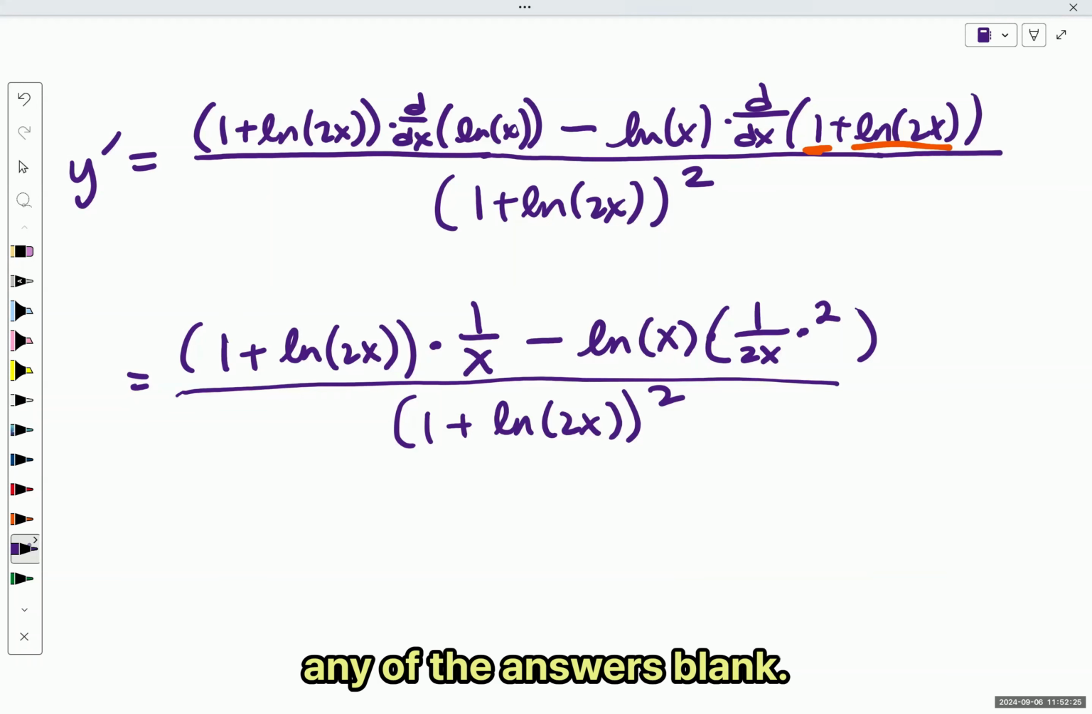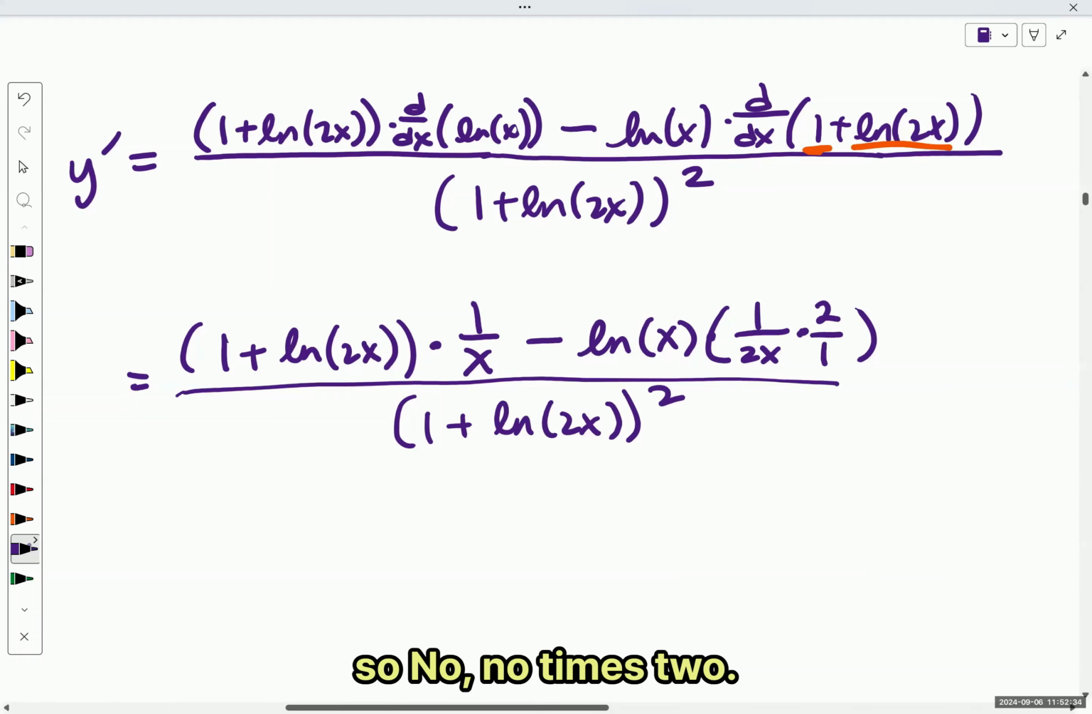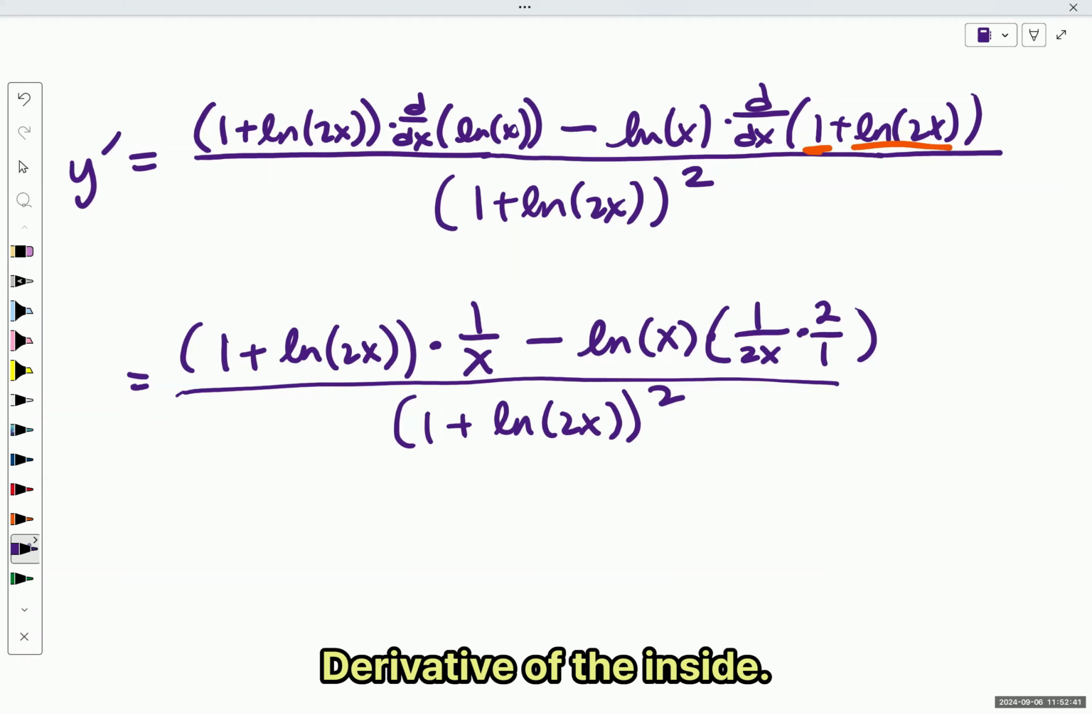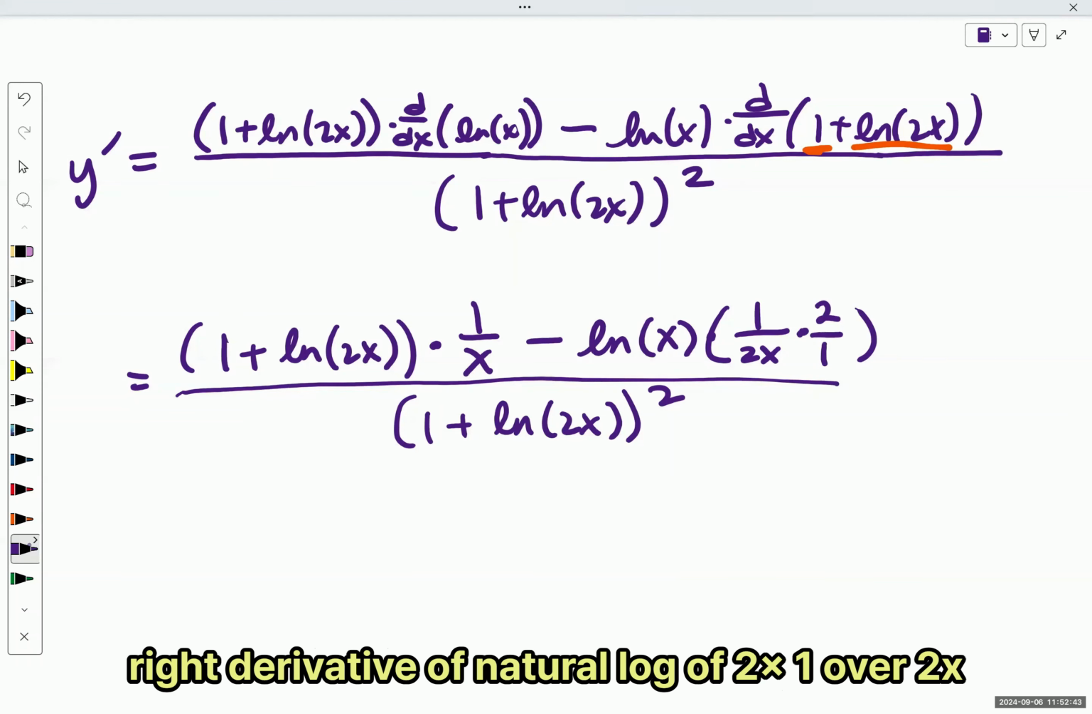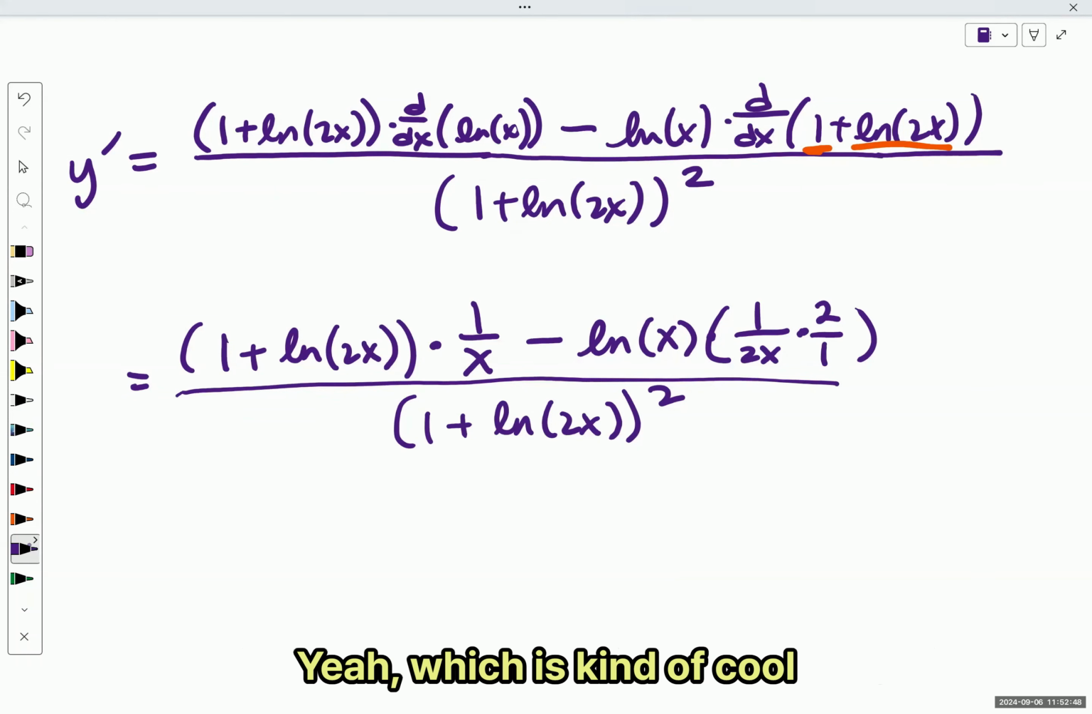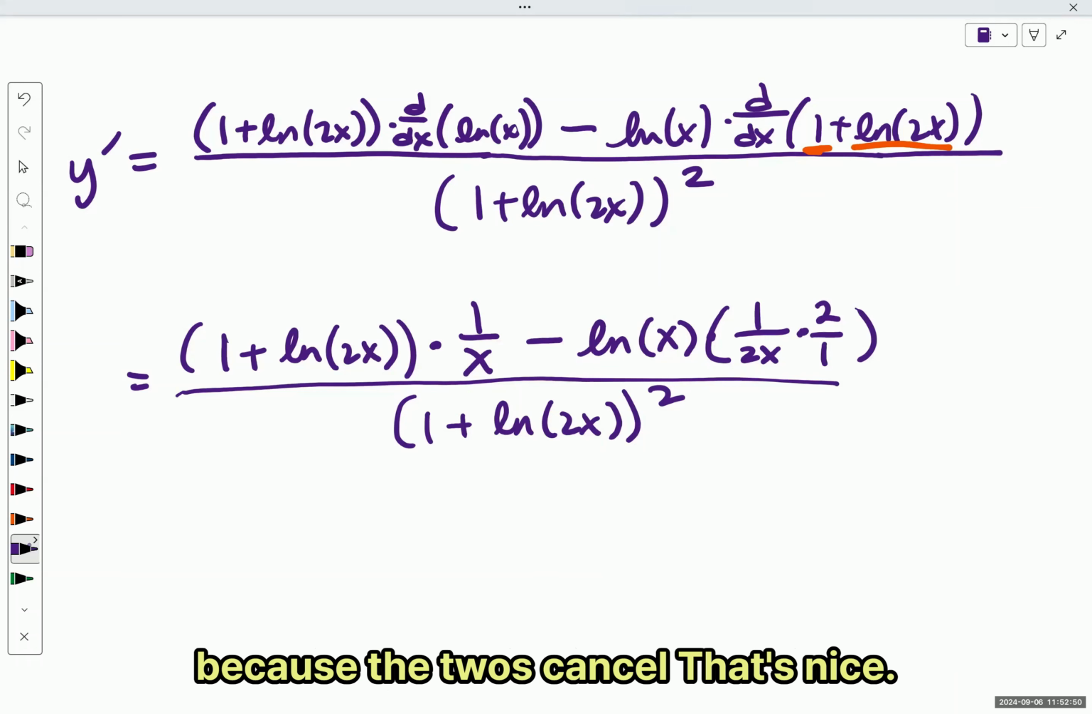Sorry, just for that last term on the numerator, 2x. Is that squared? No, times 2. Oh, because you're multiplying by the derivative of 2x. Right? Derivative of the inside. Yep, it's a chain rule again, right? Derivative of natural log of 2x, 1 over 2x times the derivative of 2x. Yeah. Which is kind of cool because the 2's cancel. That's nice.